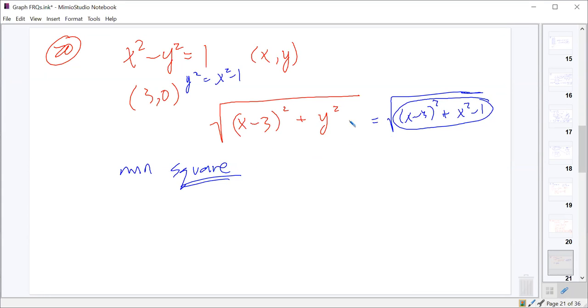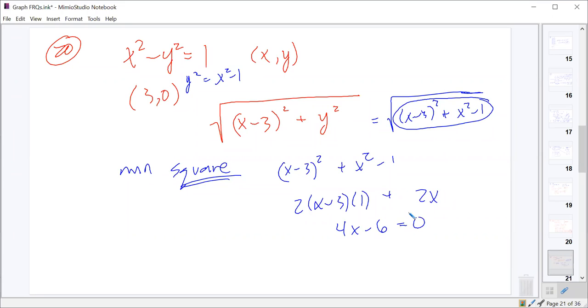So we're going to take the minimum of the square of this and just figure out at what x value that's true. So we're going to just find the minimum of (x minus 3) squared plus x squared minus 1. And that ought to be 2 times (x minus 3) times the derivative of (x minus 3), plus 2x plus 0. So this becomes 4x minus 6. We want to see when that equals 0. And that should equal 0 at x equals 3 halves.